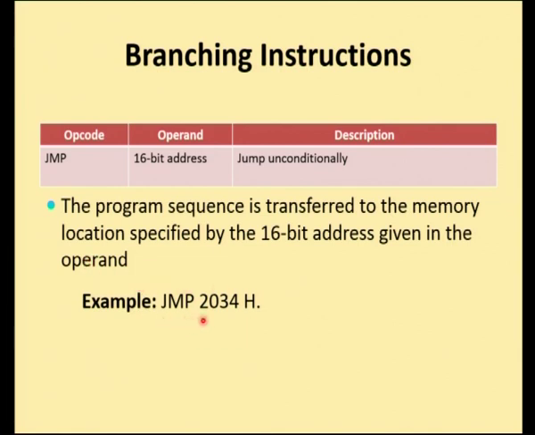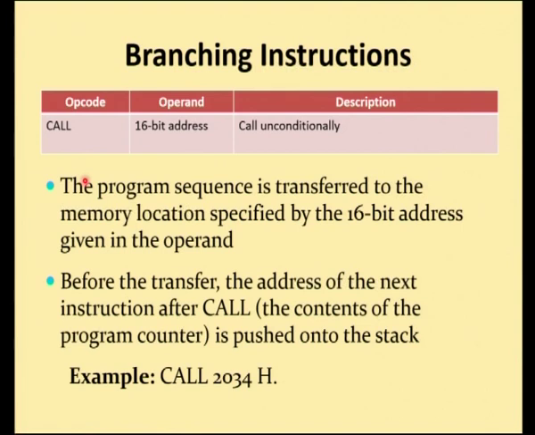JMP 2034. After executing this without checking any flags, 2034 will be loaded into the program counter. Then the program execution starts from 2034, 2035, 2036, and continues to execute. There are three unconditional instructions.